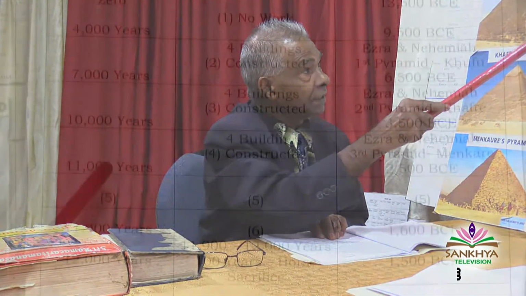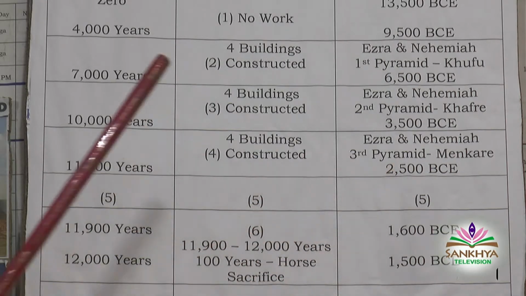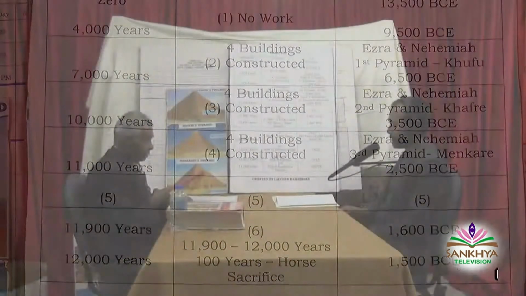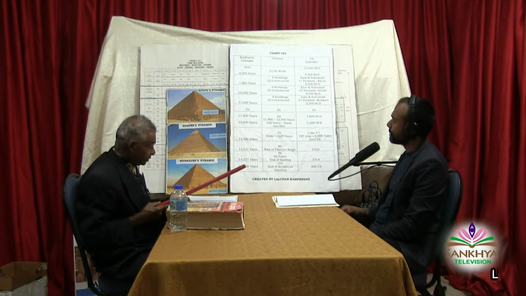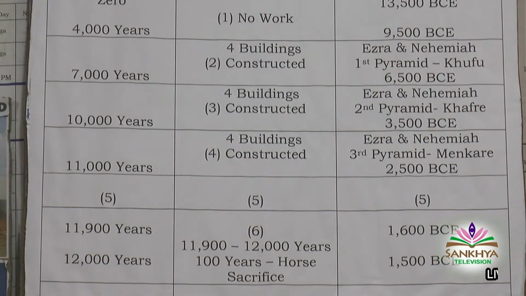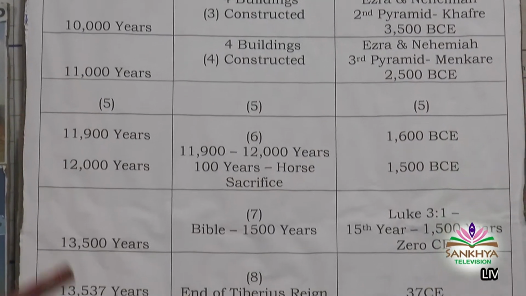Now 4. 10,000 to 11,000 years. Ezra and Nehemiah present third pyramid. That is it here. Third pyramid. Completed in 1,000 years. Ramcharita Manasa shows same pattern. 4 buildings constructed in 1,000 years. I put the 4 buildings here. Now, number 5. The timeline of number 5 presents 11 to 12,000 years.